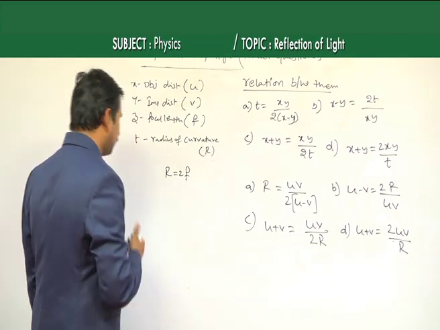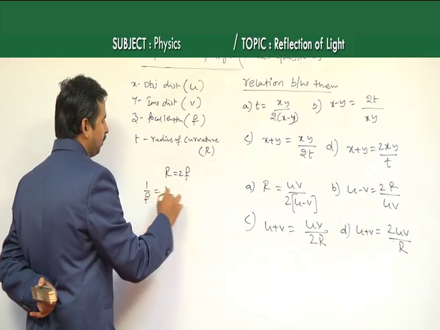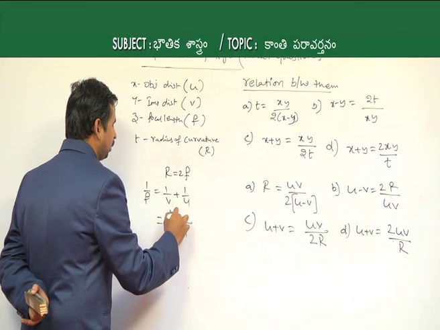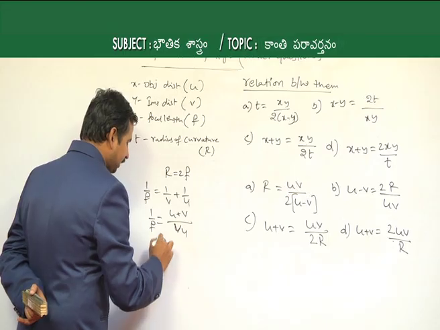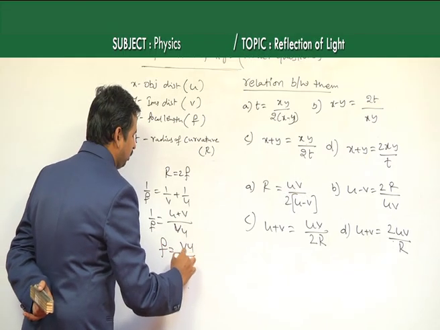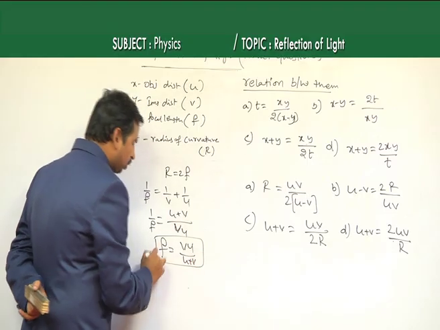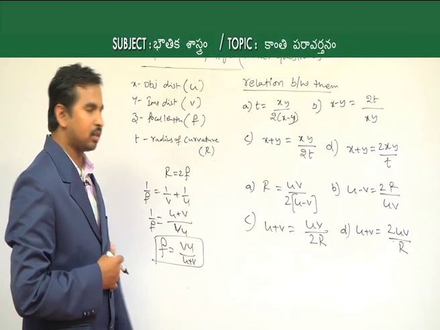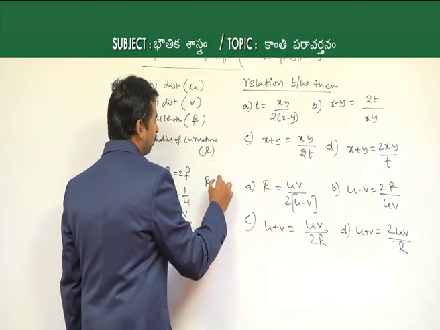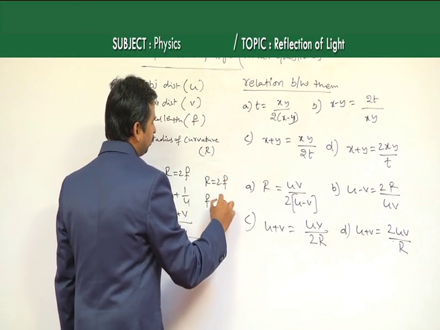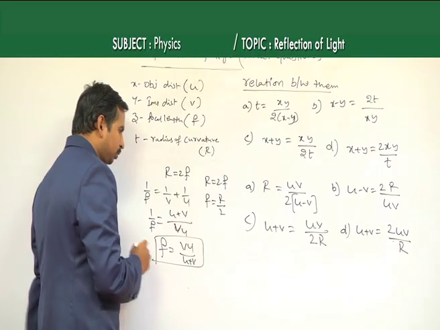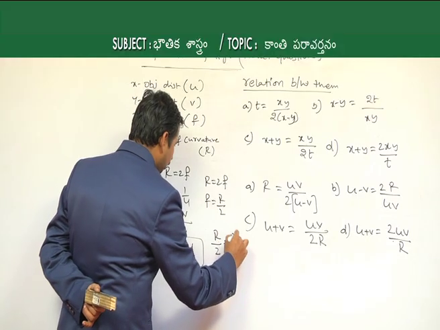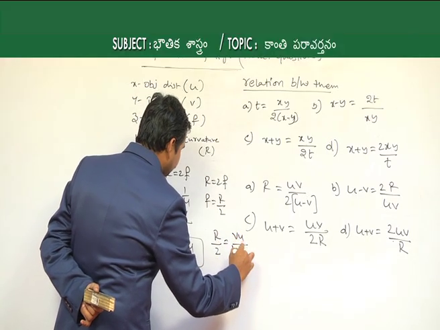Actually, the relation we already know is 1 by f is equal to 1 by v plus 1 by u, of which vu is the LCM, and we get u plus v, so f is equal to vu by u plus v. This is in terms of focal length, but here it is given in terms of radius of curvature. We know that r is equal to 2f, so f becomes r by 2. If you substitute that value, r by 2 is equal to vu by u plus v.